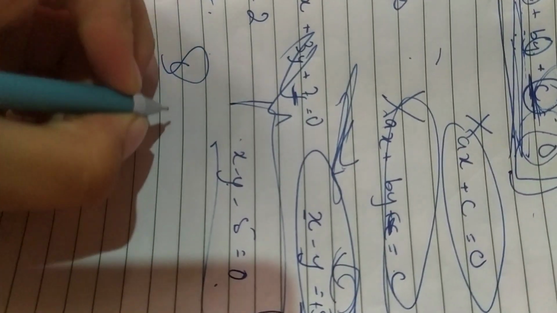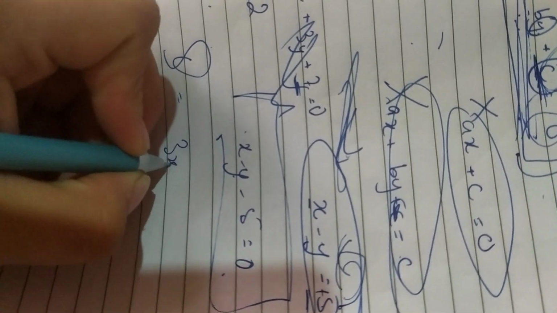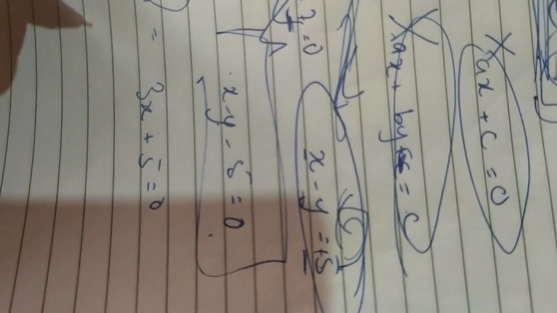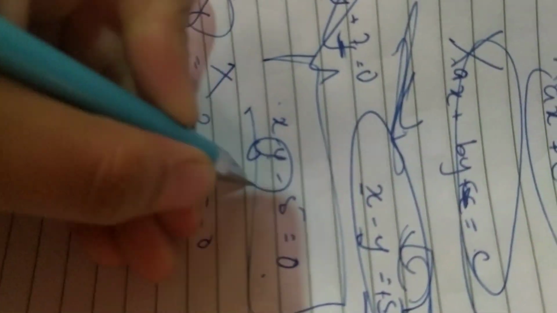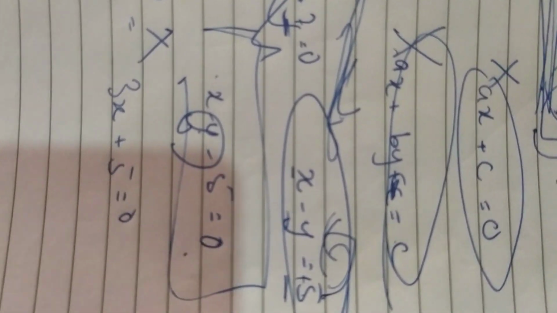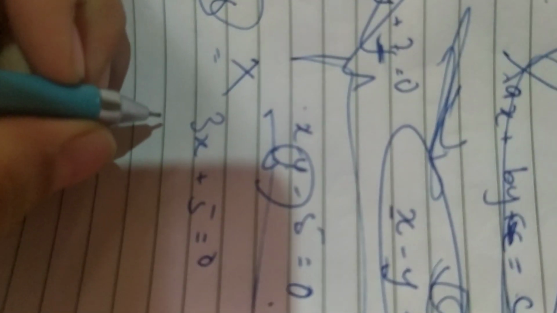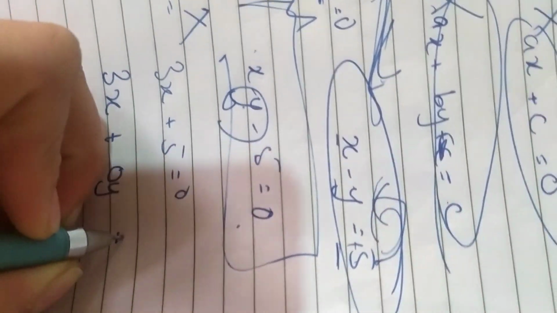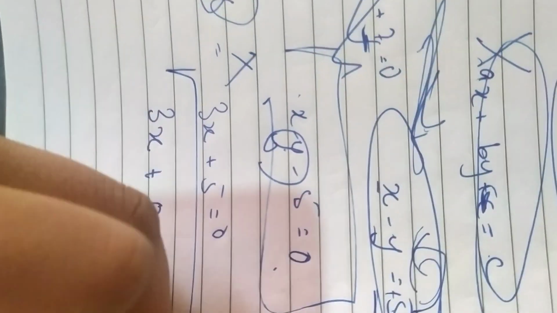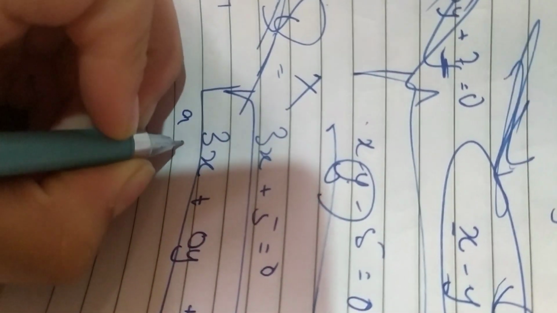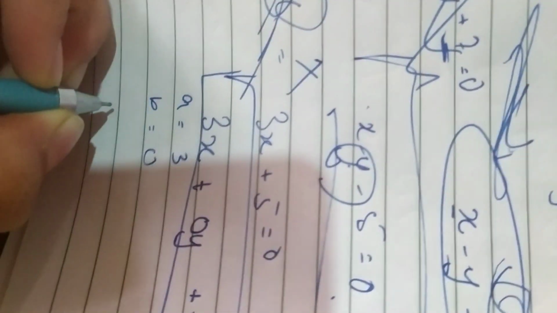Similarly, for example, in this example, we think, yeah, it's correct, like it's in the general form. But no, here it's lacking y. Where is the y? So, we can just write it like this: 3x plus 0y plus 5 equals to 0. This is the general form. And if the question asks what is a, b and c, you can write a equals to 3, b equals to 0 and c equals to 5.